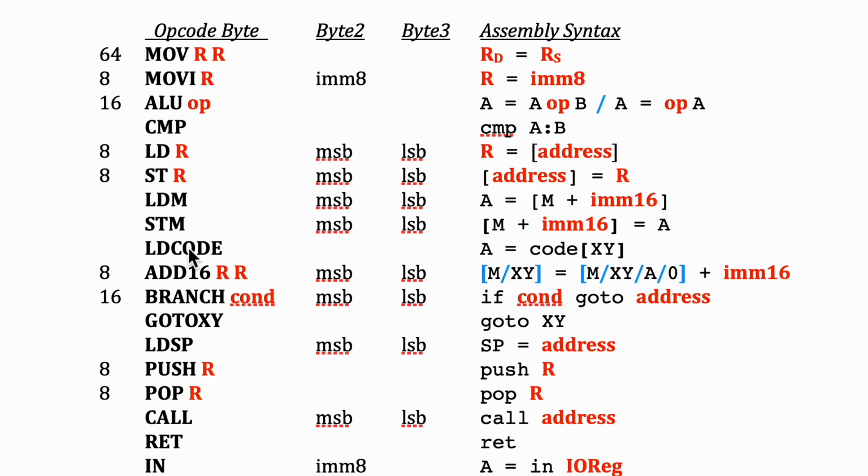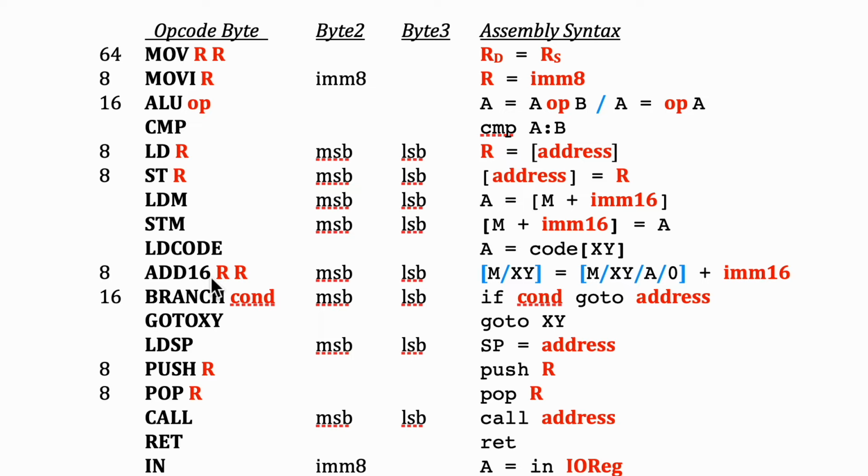Then we have the load code instruction, and that will go into the flash memory. So in the assembly code, we write this word code along with the brackets, and that is an indication that we are going to the flash memory. And the address comes from the XY register. We retrieve a byte from the flash memory and place it into the accumulator register. Obviously, there's no store into the flash memory because the flash memory is fixed, read-only memory.